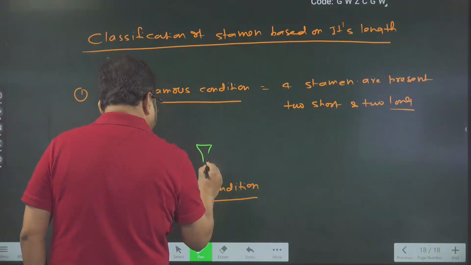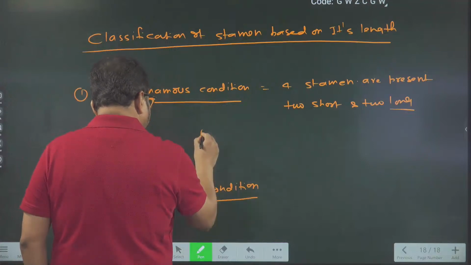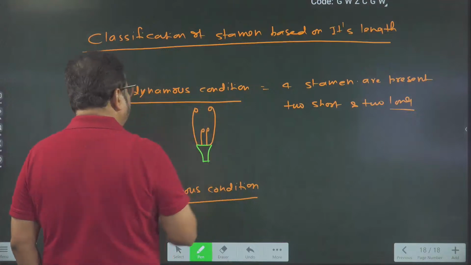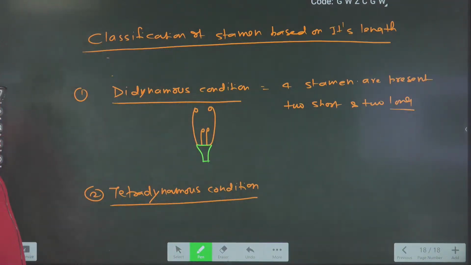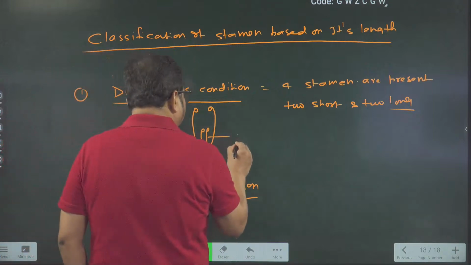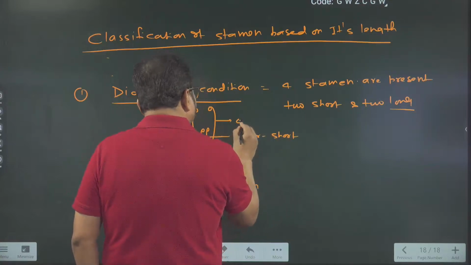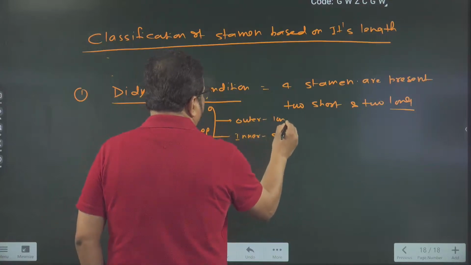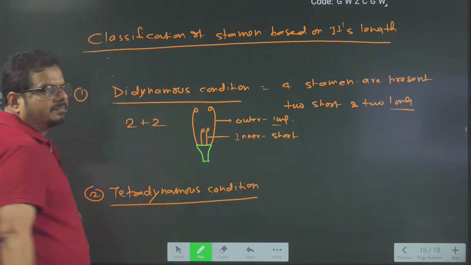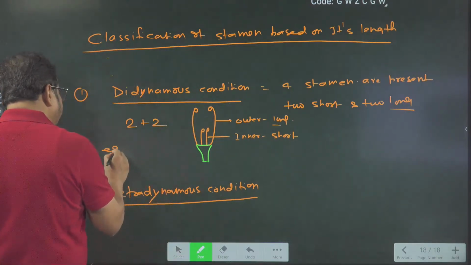Suppose that it is thalamus. On this thalamus, stamen are arising like this. 2 inner stamen are shorter and 2 outer stamen are longer. Total how many stamen are there? 4 stamen are there. 2 inner are short and outer long. That condition is called didynamous condition and it is called 2+2 arrangement. Example of such kind of stamen is salvia.